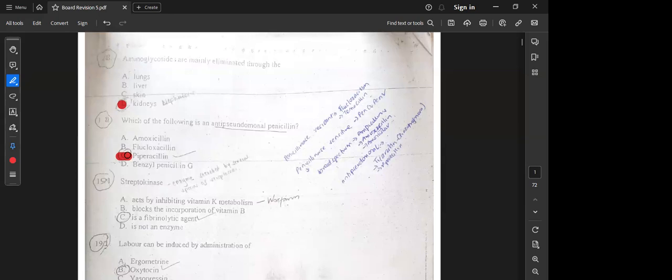Great. Anyone else with something to add on penicillins? Perhaps you may have a burning point on penicillins that you feel needs to be said.